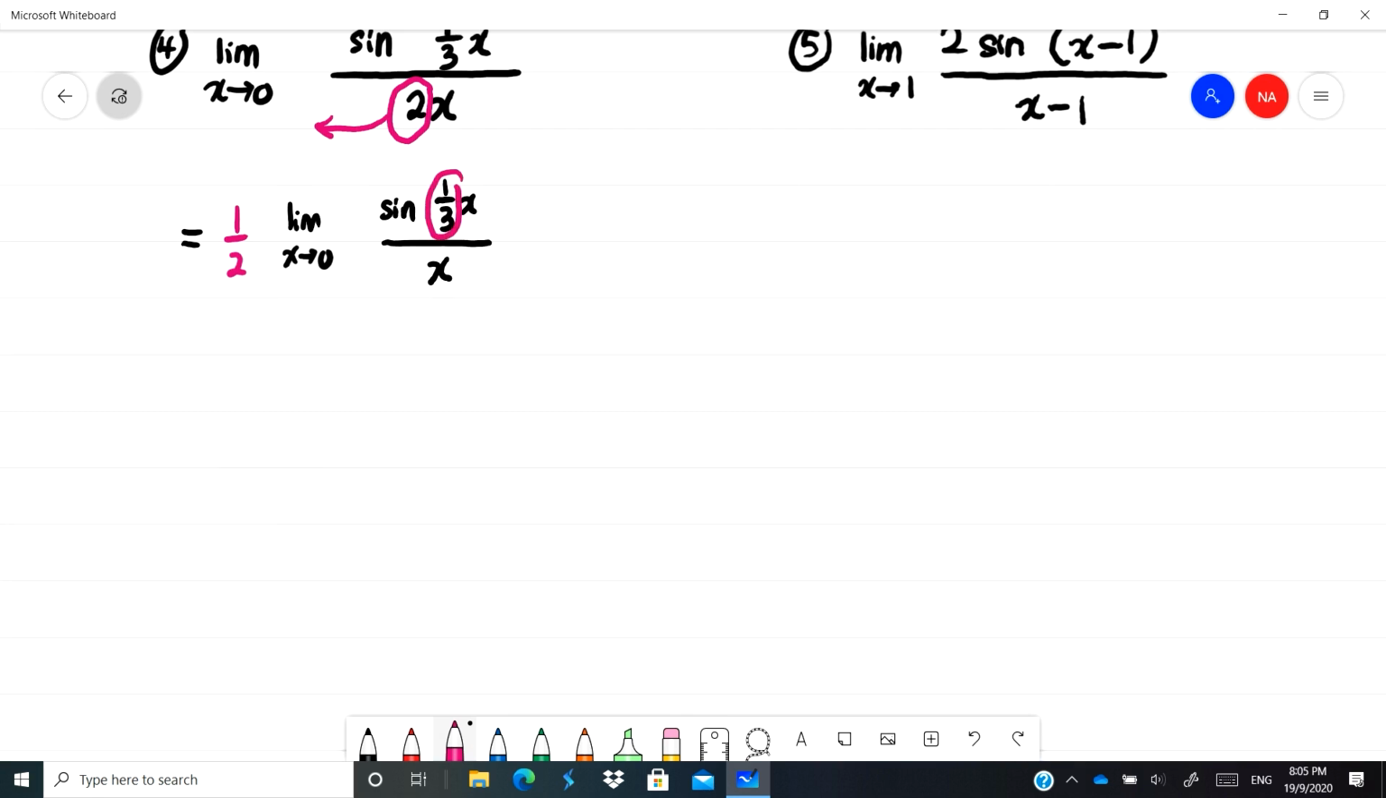Can we take out this 1 over 3 outside here? We cannot do that, because that 1 over 3x is the angle of the sine function. We cannot change anything on the angle. What we can do, if we're trying to make something the same here, is this: you have 1 over 3x, so we want to have 1 over 3x here.